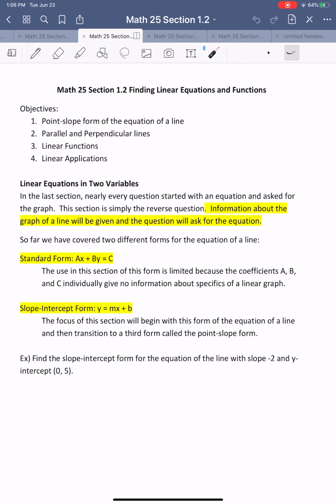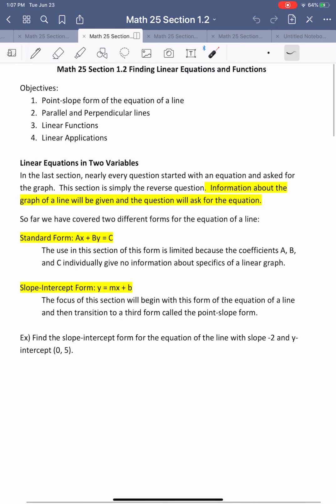Linear equations in two variables. In the last section, 1.1, nearly every question started with an equation and asked for the graph. But this section is simply the reverse question. Information about the graph line will be given, and the question will ask for the equation. So we try to make the equation. So far we have covered two different forms of the equation of the line: the standard form, and the slope-intercept form.